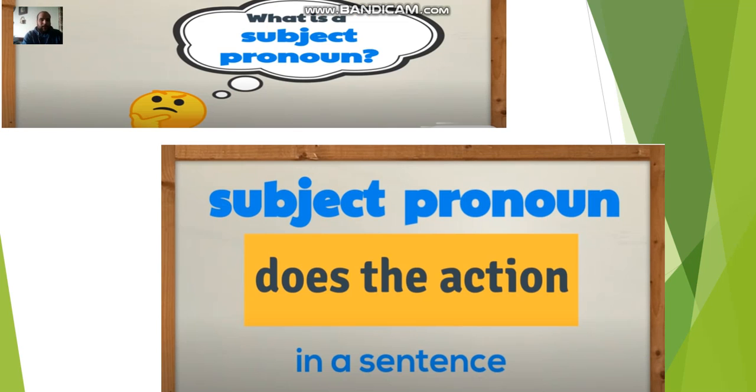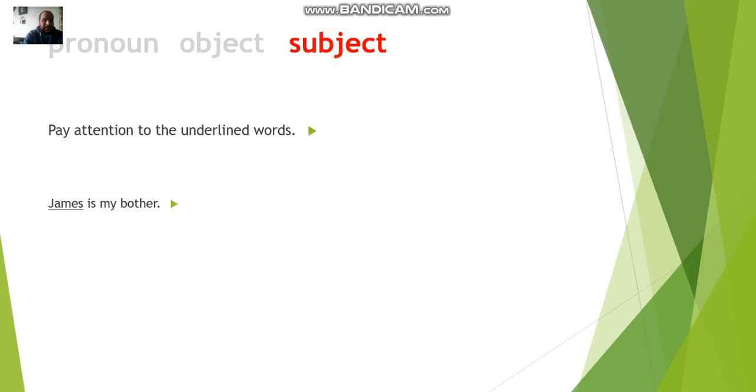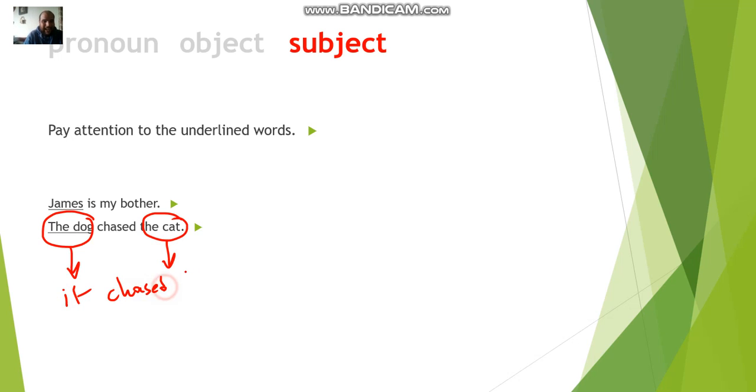What is a subject pronoun? We have explained this. A subject pronoun is the one that does the action in a sentence. Here you can see, James is my brother. The dog chased the cat. I love this example here. We have the dog. He was the one who is chasing, so it does the action or it did the action, and the cat is the receiver of the action. But here, if we're going to replace both, it's gonna be it chased it because it is the same in both object and subject pronouns.